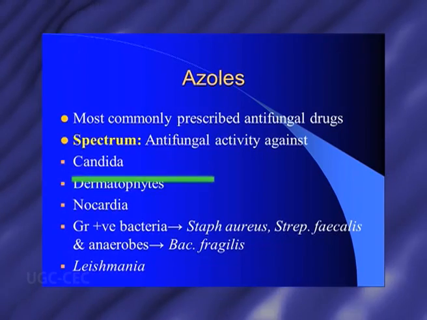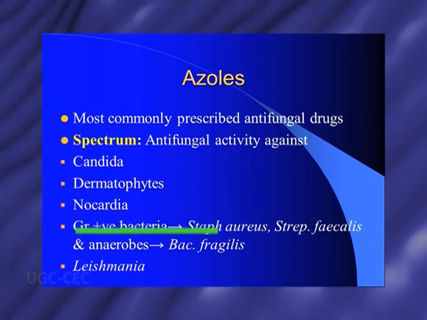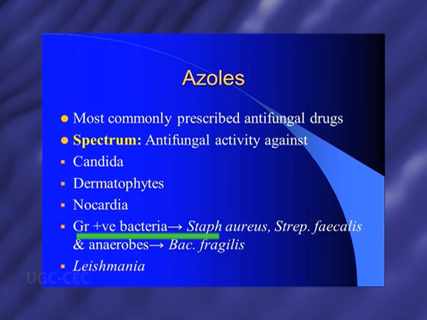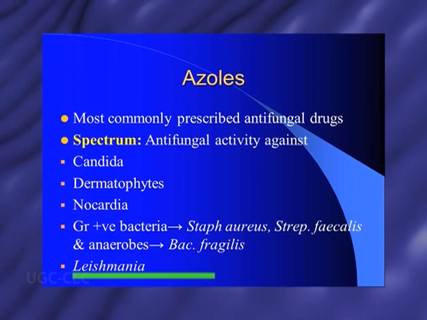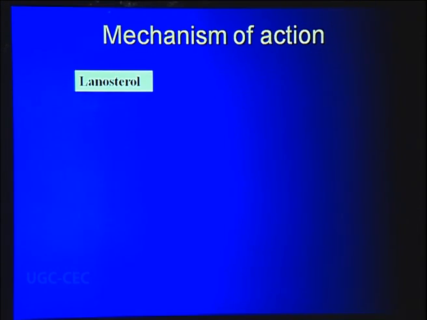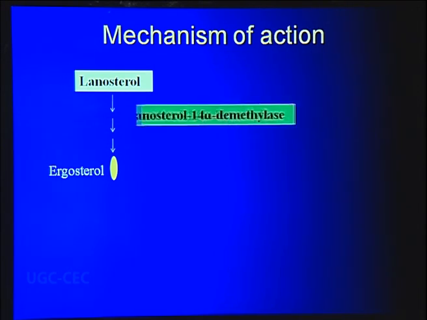Their antifungal spectrum include a wide range of activity against candida, dermatophytes, nocardia, and some gram-positive bacteria like Staphylococcus aureus, Streptococcus faecalis, and certain anaerobes like Bacteroides fragilis. They are also useful against leishmania. Regarding their mechanism of action, we have this precursor molecule called lanosterol. Through a sequence of steps, lanosterol will form ergosterol. You have already seen this component, which is an essential part of the fungal cell membrane. And the rate-limiting enzyme for this lanosterol to ergosterol synthesis is the lanosterol 14-alpha demethylase.